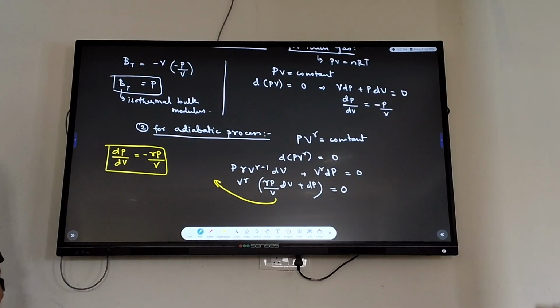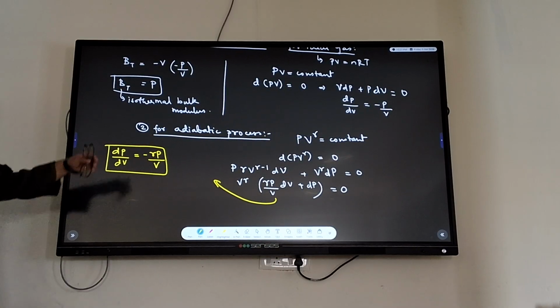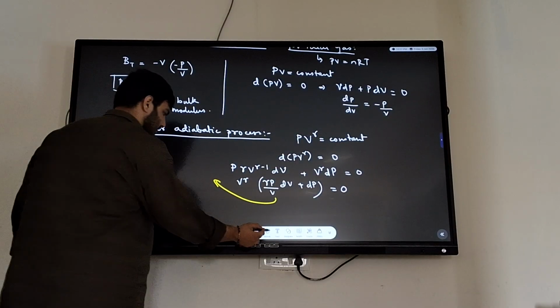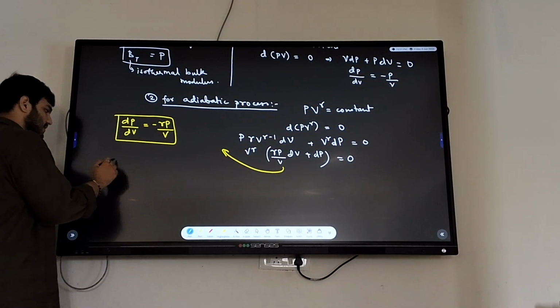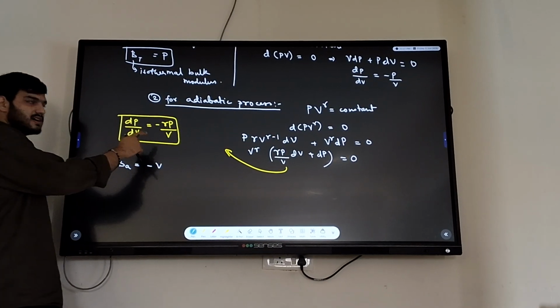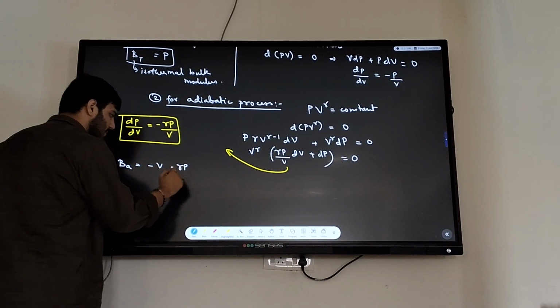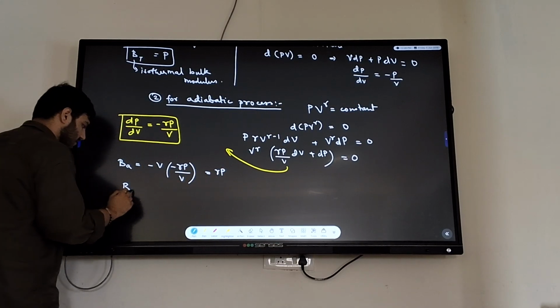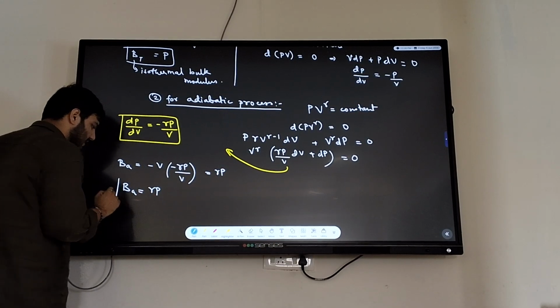Then what will my bulk modulus be called this time? This is the adiabatic bulk modulus now. And what is that equal to? So BA is minus V times the slope of the curve, and the slope is minus gamma p by v, and this is gamma p. So adiabatic bulk modulus is gamma times p.